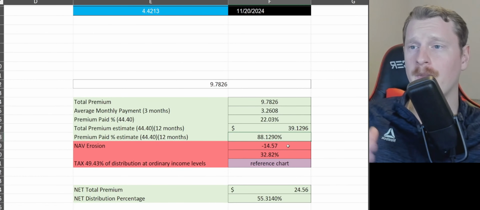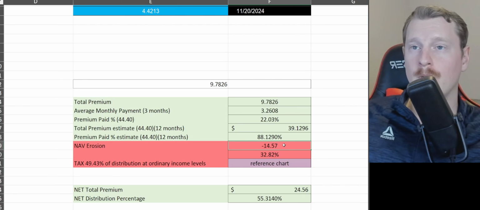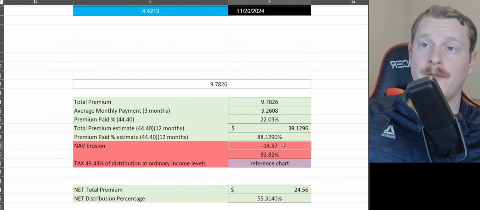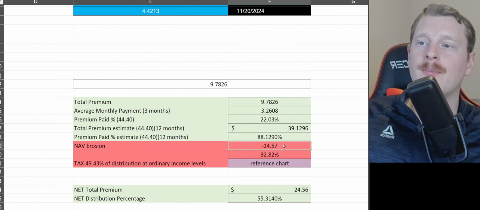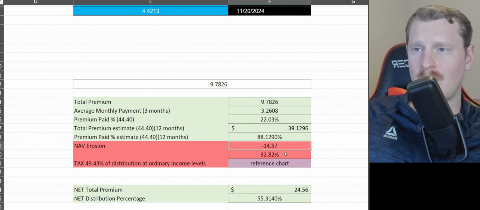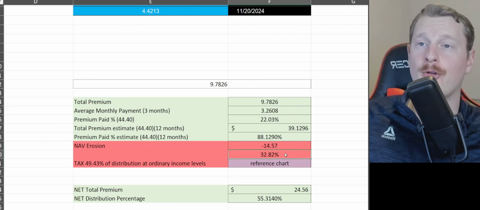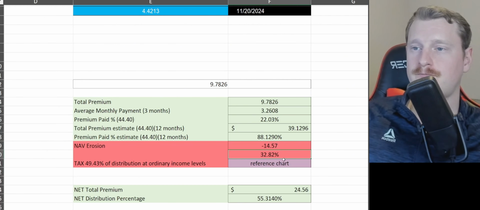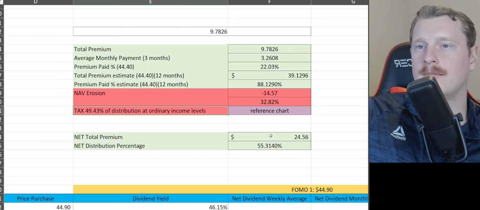And from that time, there was a little bit of NAV erosion that was equivalent to the first 52-week spike that was at $44.90. So we still lost about $14.57 with this second spike, right? And if you look at that as a loss percentage, your investment is down 32.82%, right? And then for taxes, we'll go to the charts that I usually make because it's a little more complicated than just giving a flat rate.